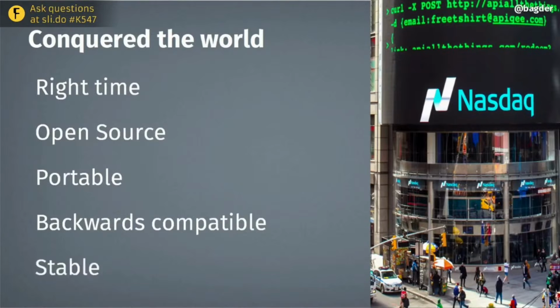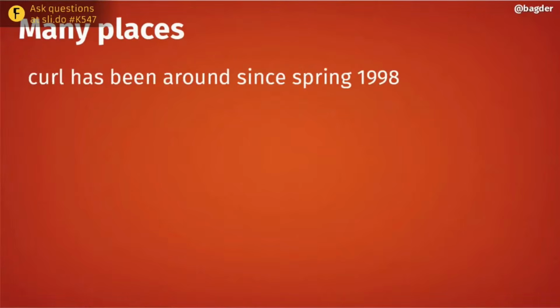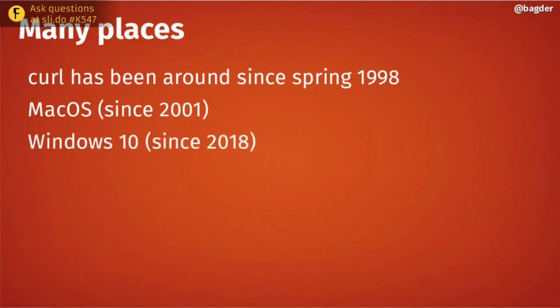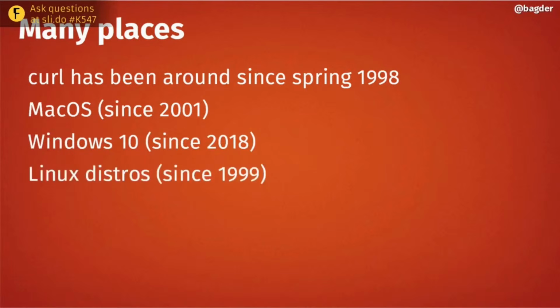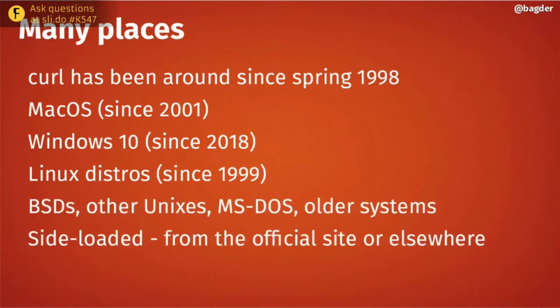And it's also a very stable product. So all of this makes it very easy for everyone to rely on curl and use curl for whatever you want. And it also exists in many places. We started in '98. It still ships in macOS since 2001. It's been in stock Windows 10 since 2018. It's in every Linux distribution since a long time. The first Linux distro added it in '99. And of course, it's available in all the other operating systems too. And if not, you can build it from source. And a lot of people also build it from source anyway, for various reasons.